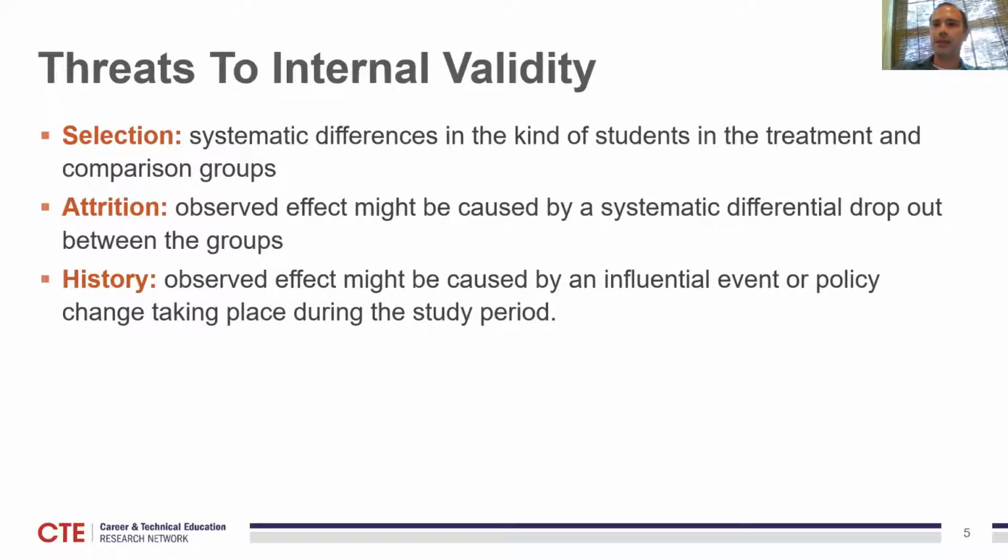And then history is a threat when an observed effect might be caused by an unexpected influential event taking place during the study period. So if graduation rates increase from before to after the study period for students in schools with the new mentoring program compared with the rates during the same time for students in schools without the program, you would want to be sure that the treated schools did not have some other beneficial event, policy change or program that positively impacted the outcome.